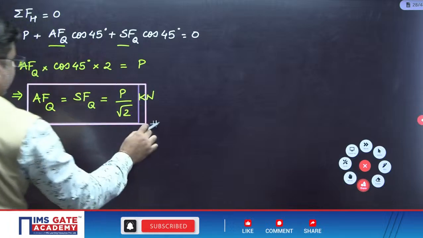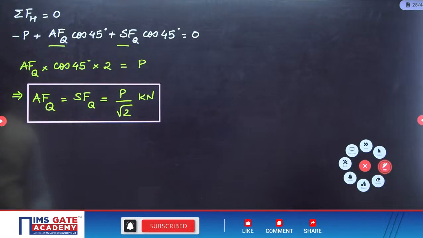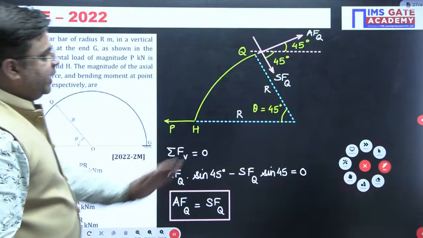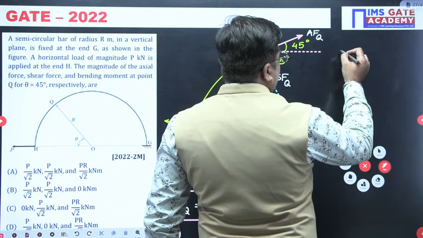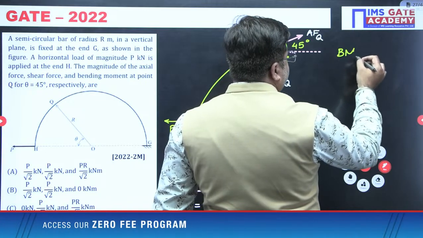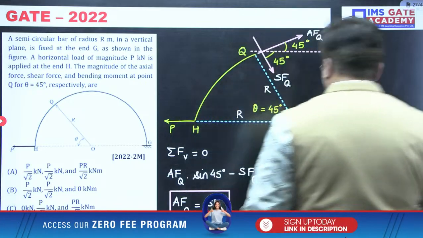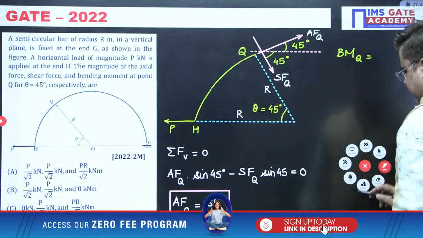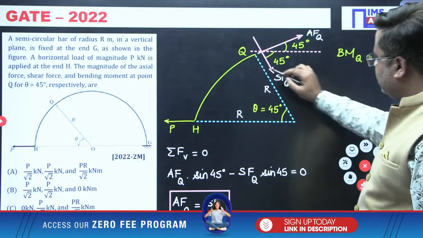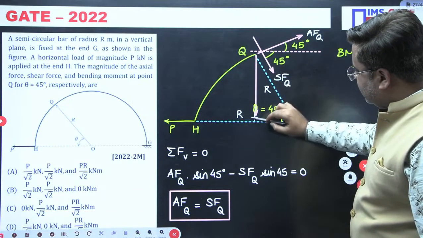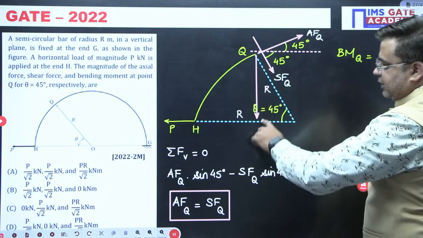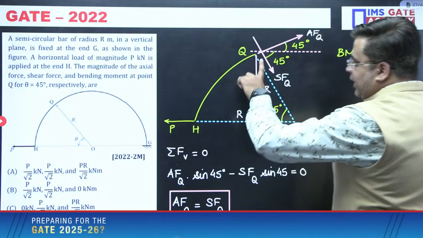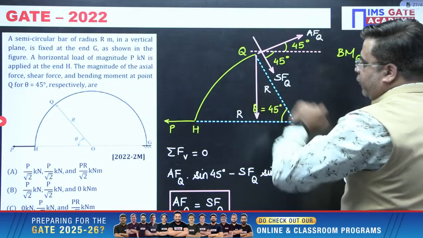After this, you can calculate the bending moment at Q. Check this out. For calculating the bending moment at Q, stand at Q. So bending moment at Q is equal to P into this distance, from here to here. What is this distance? This is the lever arm for this load P, and this distance is R sine 45.